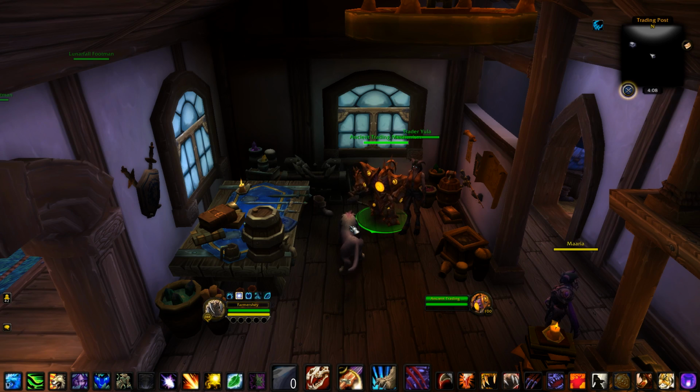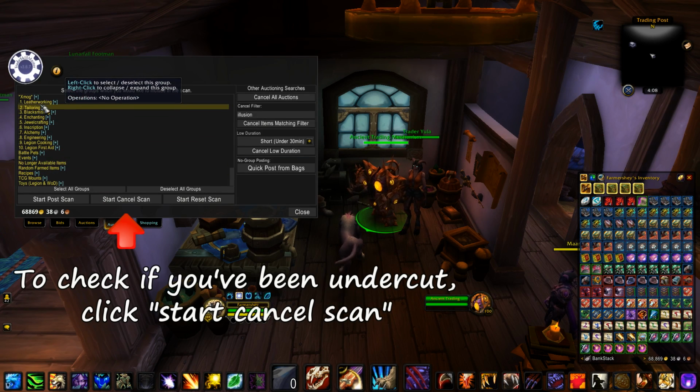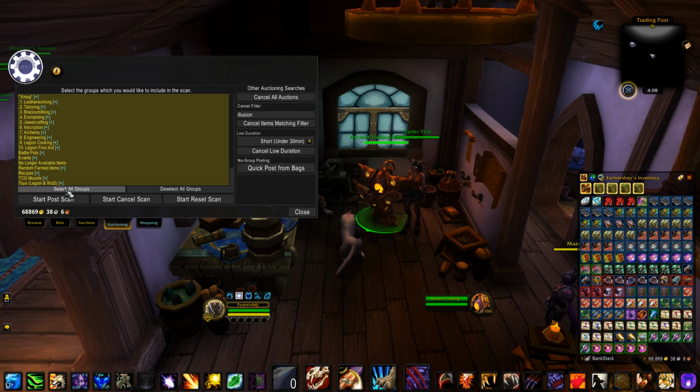So once you have set up all your selling rules for your operations and you're happy with them, posting lots of auctions is very easy to do. Simply walk to your auction house, click on the auctioning tab, and select whatever groups you want to post with. So if you just wanted to post some tailoring and leatherworking stuff and that's all you had in your bags, you could just select the two groups that apply to whatever it is you're trying to sell and then hit start post scan. Right now on this particular toon, I have a little bit of everything in a bunch of different groups. So I'm going to select all of my groups and I'm going to hit start post scan.